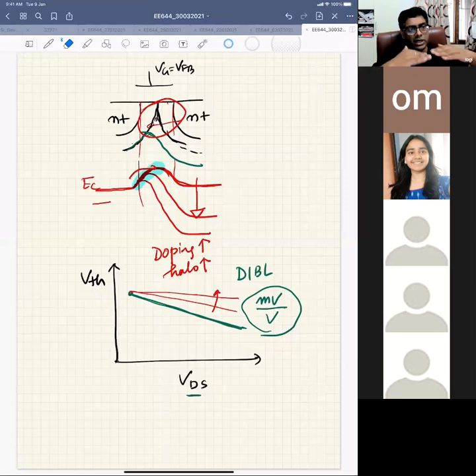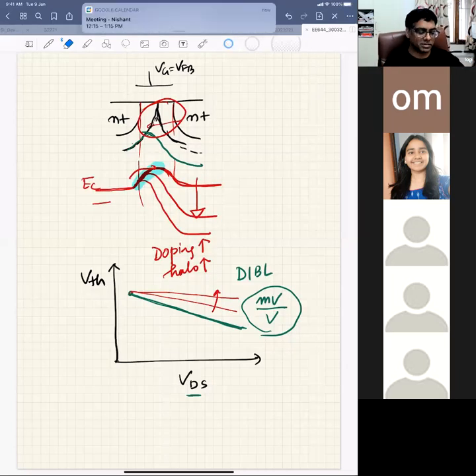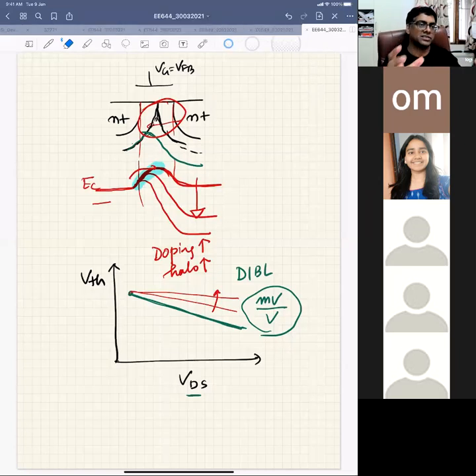The unit of DIBL is millivolt per volt. If you want to characterize this, you measure threshold voltage at different drain to source voltage. Then you find the change in threshold voltage by the change in drain voltage. That is your millivolt per volt, and you want it to be as small as possible.